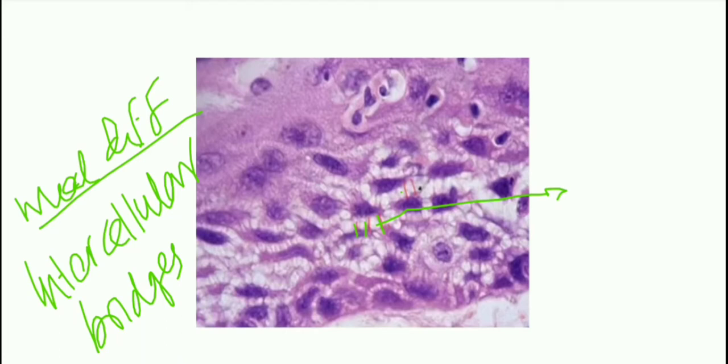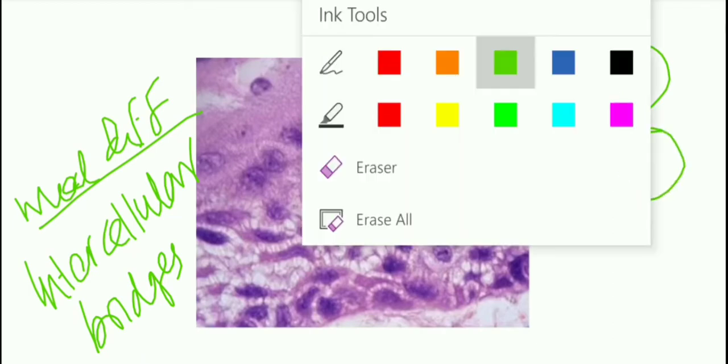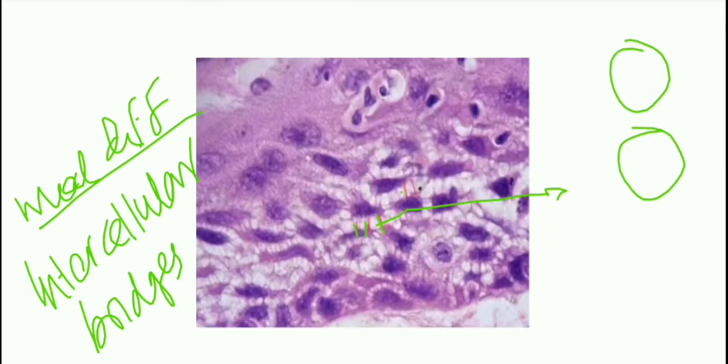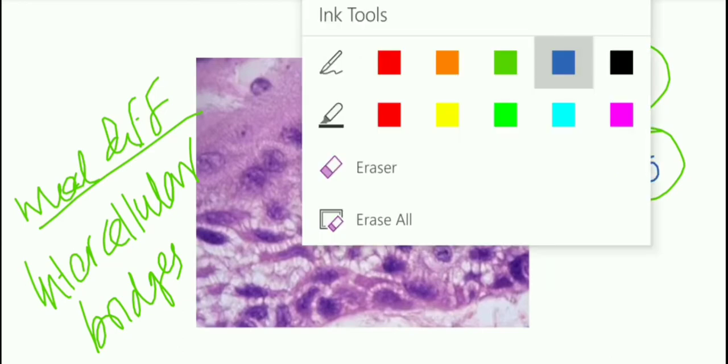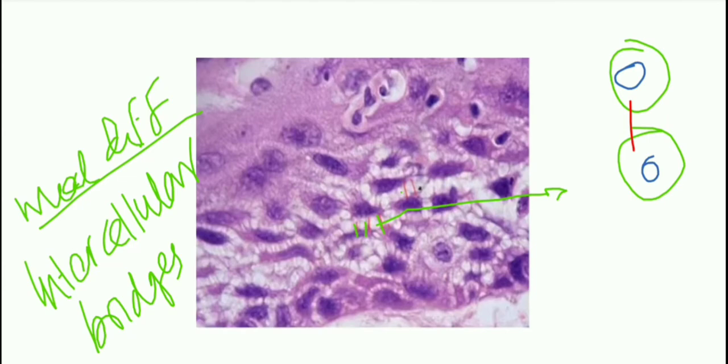So here the two tumor cells, their cytoplasms, they are connecting to each other. Okay. For example, you can think these are the two tumor cells, then their cytoplasms will be connecting to each other.